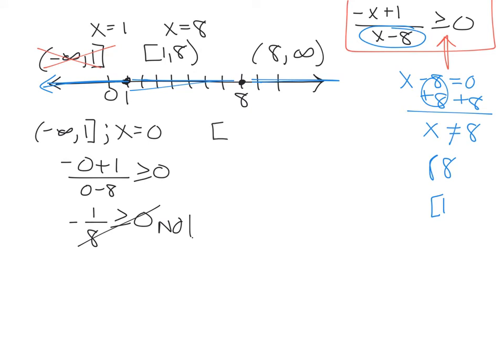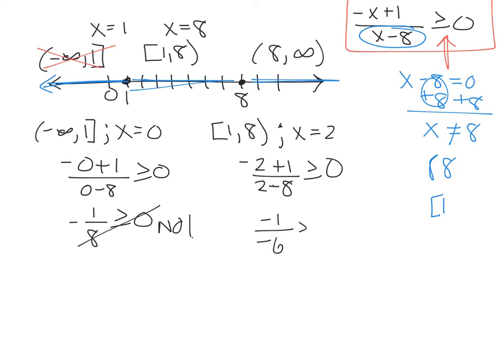Next, we'll look at the interval 1 to 8. And I'm going to select x equals 2. When I simplify that, I get negative 2 plus 1 divided by 2 minus 8. When I do this calculation, I get negative 1 divided by negative 6. And a negative divided by a negative is a positive, so I have positive 1/6 is greater than or equal to 0. And this is a true statement, so I know that 1 to 8 is an interval that's a part of my solution.